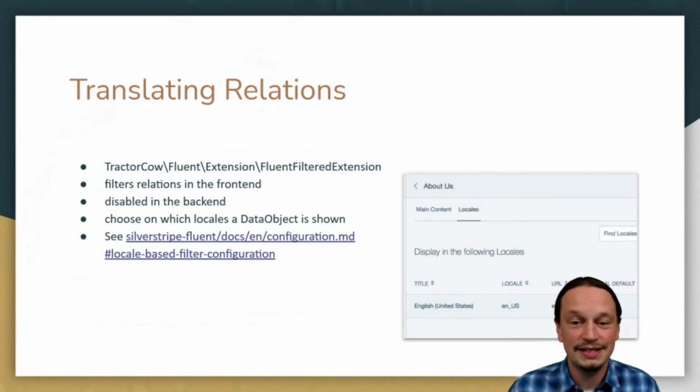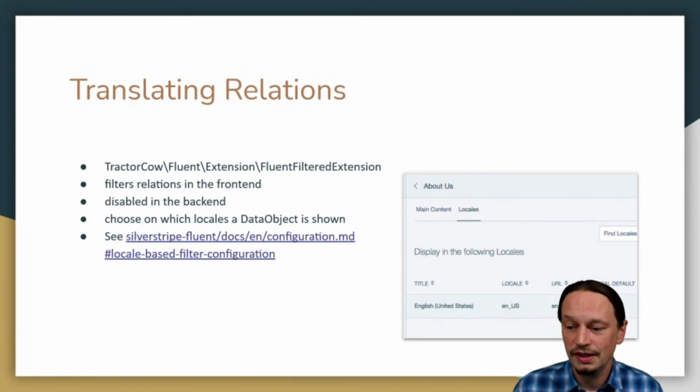You can also translate relations and relationships. For this, you need the Fluent filtered extension. And then if you have this, you can choose in the backend in which locales this object should actually be shown. It only filters in the front end automatically, not in the backend. There it is disabled, so you can choose from all of the objects.